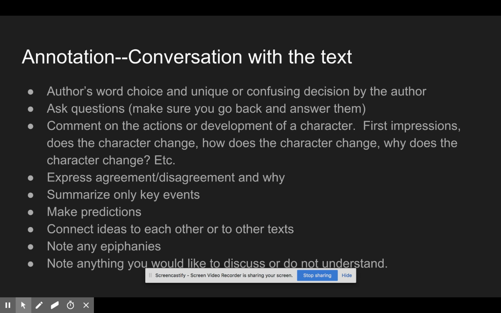So, annotation is a conversation with the text. Since you don't always get to talk to your buddies or your best friend, you need to be able to have this kind of one-on-one conversation with what you're reading.